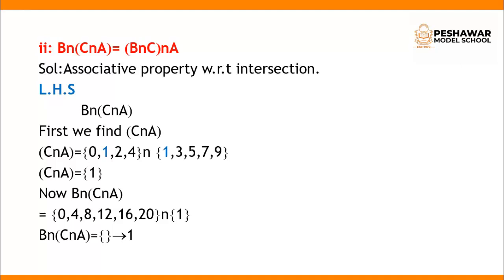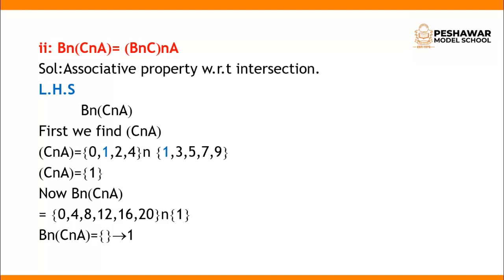First we take the left hand side, and that is B intersection bracket C intersection A. First we have to find the bracket C intersection A, so we put the elements of set C first. The elements of set C are 0, 1, 2, 4. Then we put the sign of intersection. Now we apply the elements of set A, that are 1, 3, 5, 7, 9. Now we have to take the common elements between C and A, that is only 1. So 1 is a common element. It means C intersection A is equal to 1.